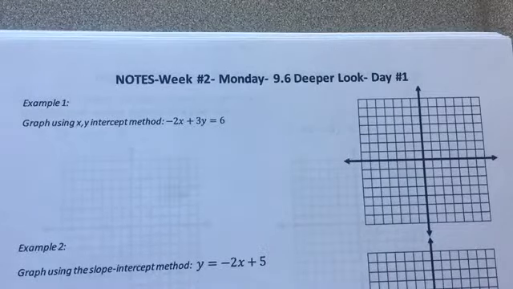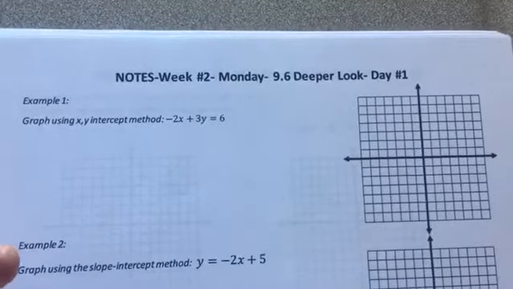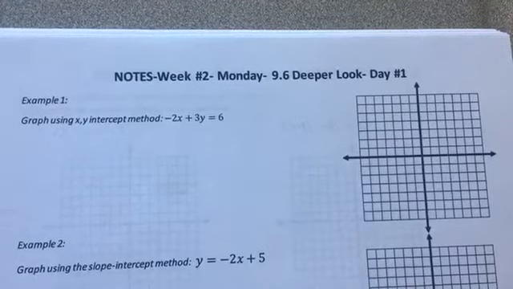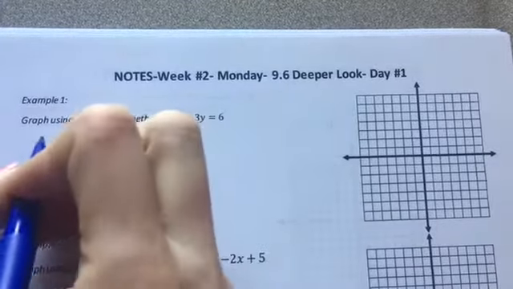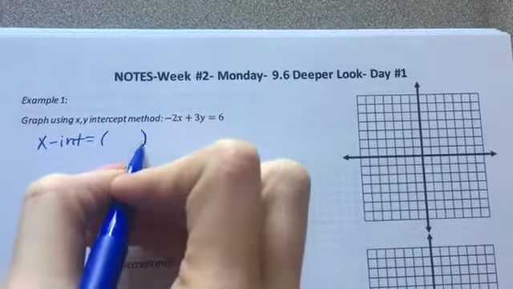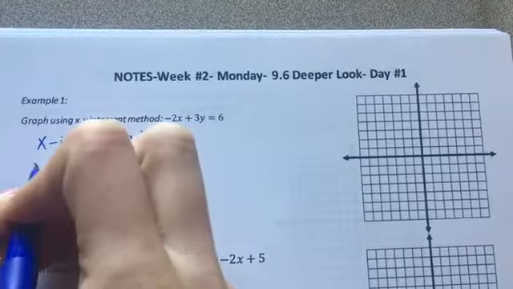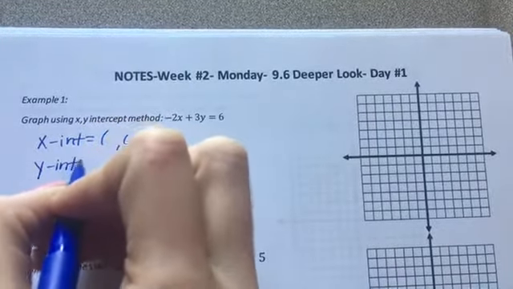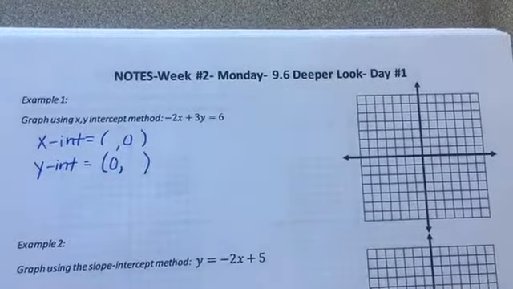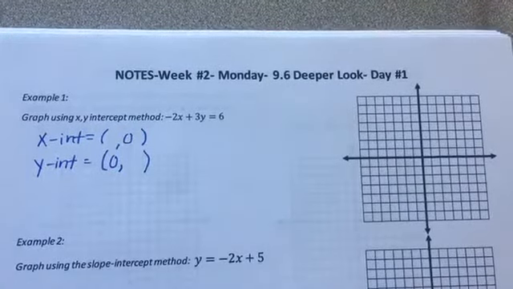So for the next 2 days, we're going to continue in 9.6. So first of all, with example 1, it says using the XY intercept method. Remember, to use that XY intercept method, you guys have all the notes for this. To find the x-intercept, we know what about a point on the x-axis. We know that the y is 0, and for the y-intercept, we know that the x is 0. Okay? So we plug those in, and we'll have our answers.